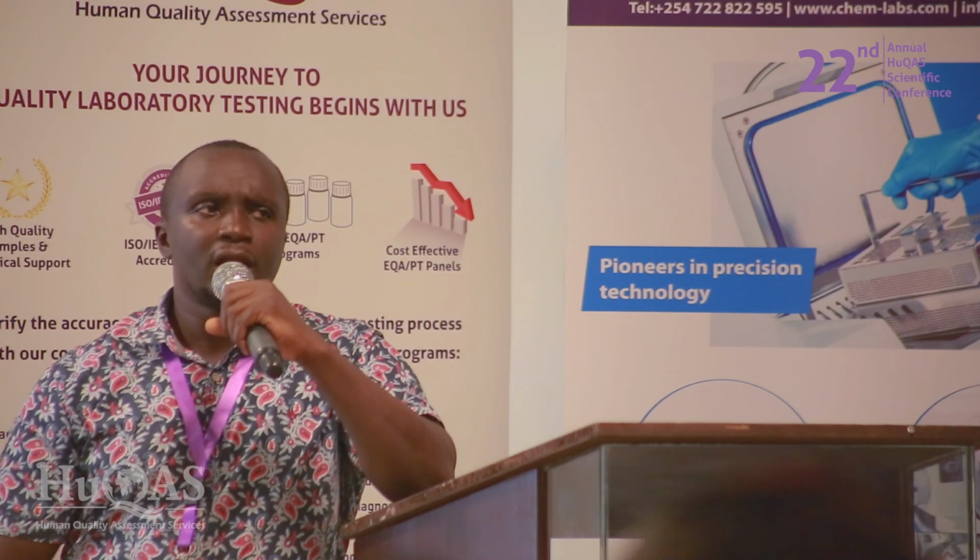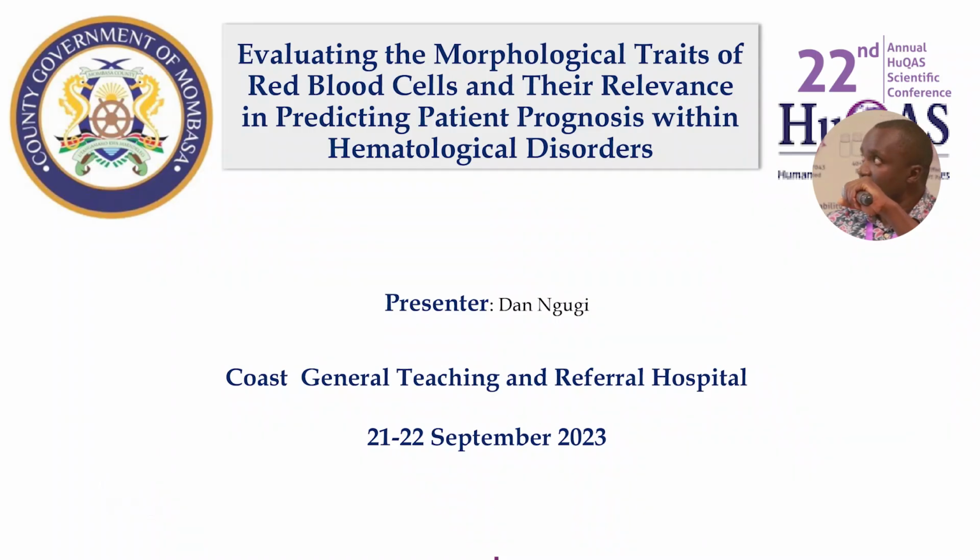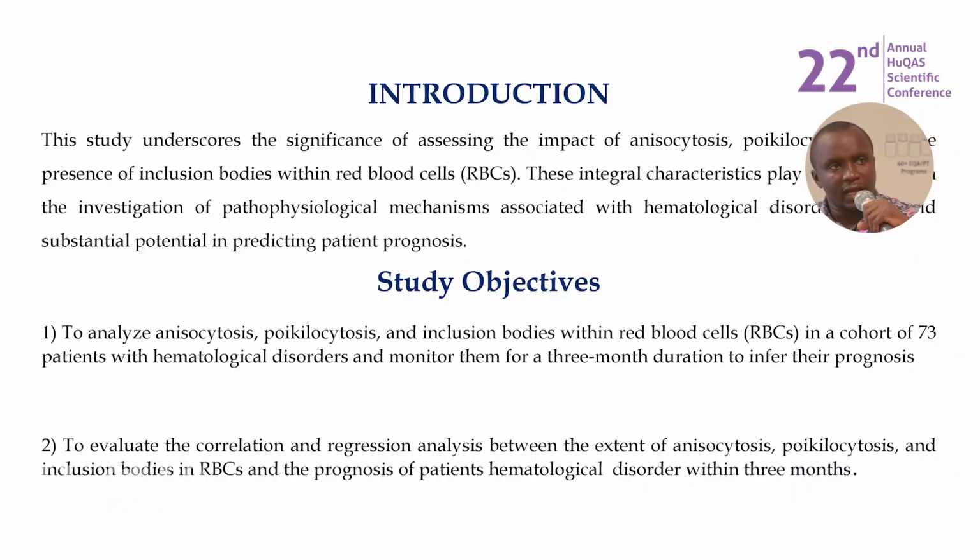Our topic is to evaluate the morphology of red blood cells (RBCs) and associate it with patient outcome. The first thing to assess was anisocytosis, where you have a lot of reticulocytes. Then you have extended WBCs. And then you are going to assess the poikilocytes.